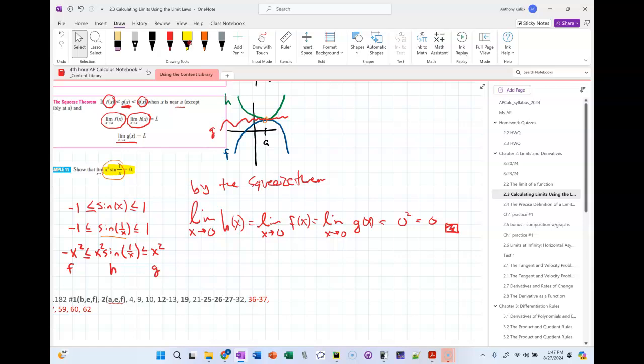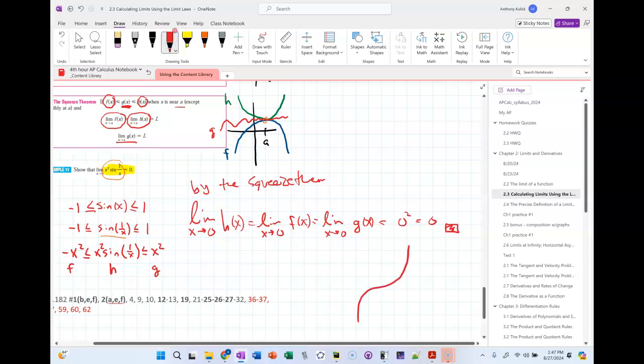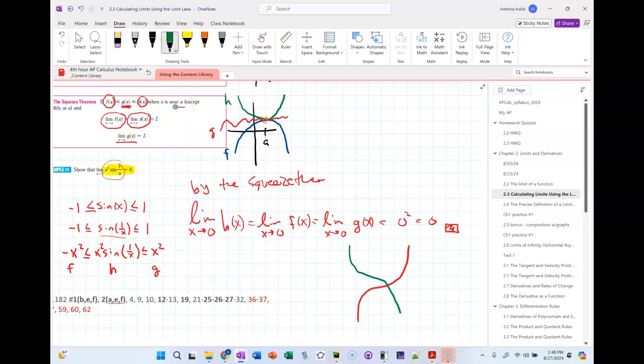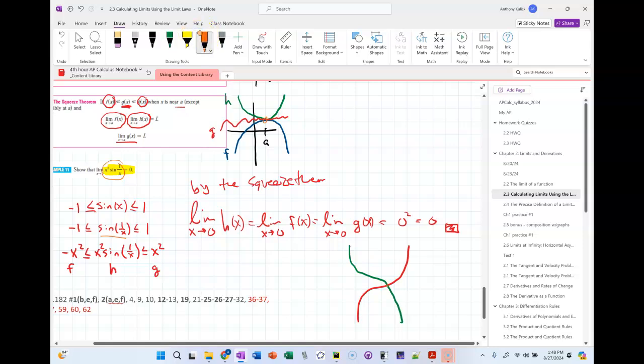You know, there might not be a neighborhood in which it bounds it. So if my f does this, and then my g does that, or my h does that, and I'm worried about this spot here, there's not a neighborhood in which those guys bound. So I have bad f and g, right?